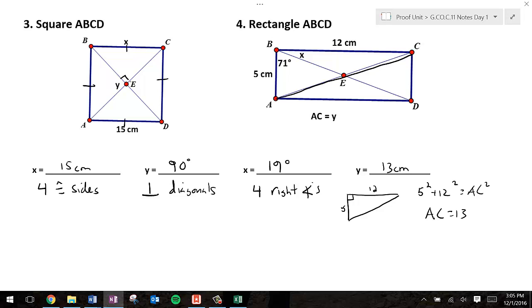With rectangle ABCD, all of our 4 angles on the outside are right angles. So that means that X and 71 together equal 90 degrees. Subtracting 71 from 90 gave me 19 degrees. To get Y, I had to use Pythagorean theorem. You notice I highlighted that AB and BC were the 2 legs of the right triangle at 5 and 12. We were looking for Y, which was 13. So what we're going to have here is Pythagorean theorem, and when we solve out, we end up with a 13 centimeter measure here. Okay, using Pythagorean theorem, squaring the 2 legs, and then using a square root.